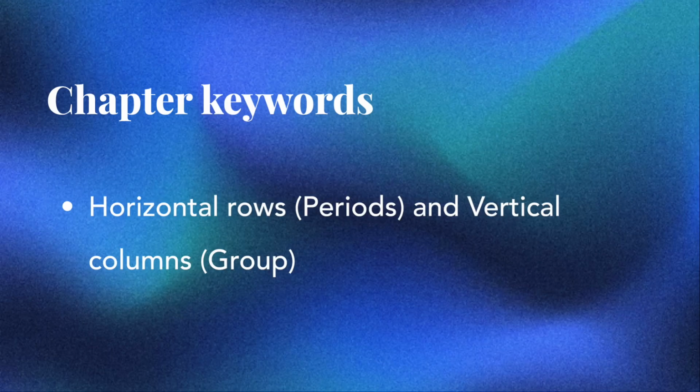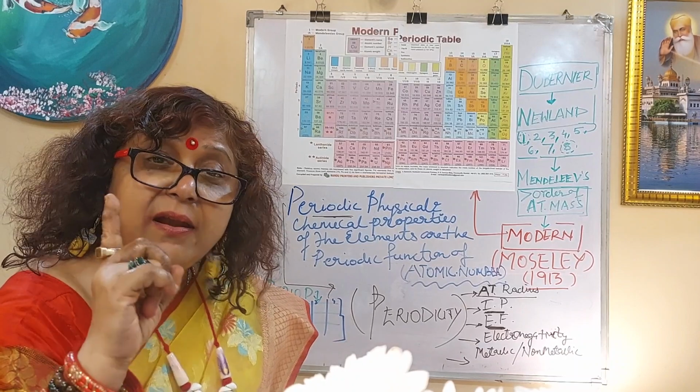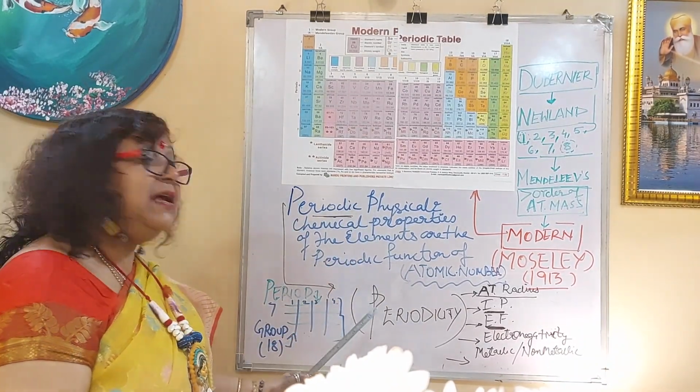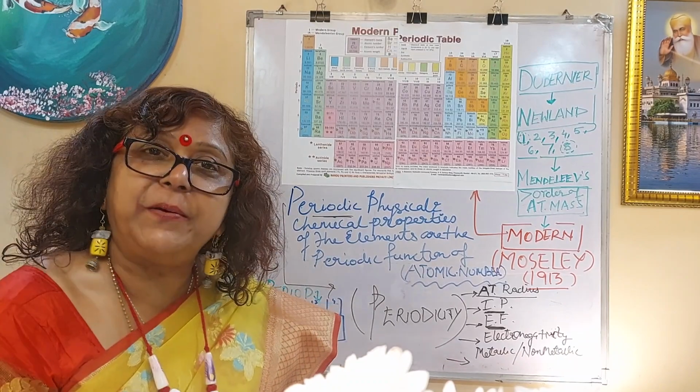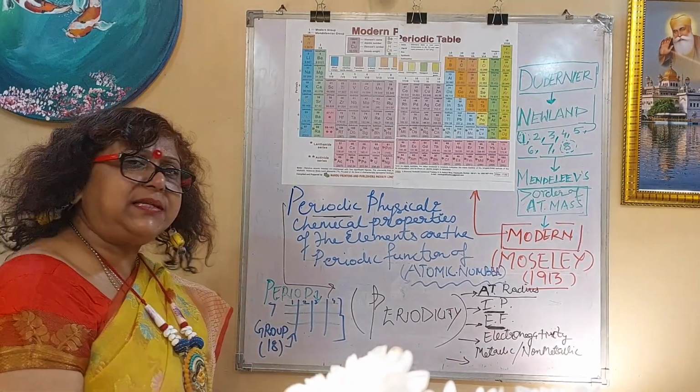There were 7 periods discovered in the modern periodic table, which I will show you. It is there in your book here also. And there are 18 groups in the modern periodic table. And you have to see the periodicity of properties. Now, what does this word periodicity mean?